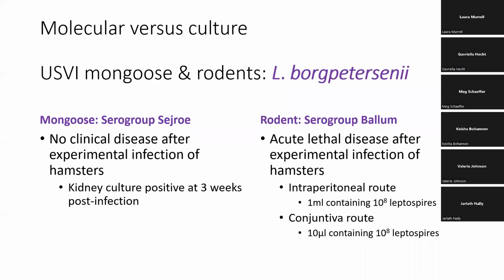In contrast, when we look at rodents, the rodent isolates belonging to serogroup Ballum, when these isolates were evaluated in the hamster model of infection, they caused a very severe lethal acute disease process that was evident after 4 days post-infection. So at 4 days after an inoculation via the IP route of infection, the hamsters had to be euthanized. And in fact, when we evaluated this further via the conjunctival inoculation route, they also resulted in a very severe acute lethal disease process. Next slide, please.